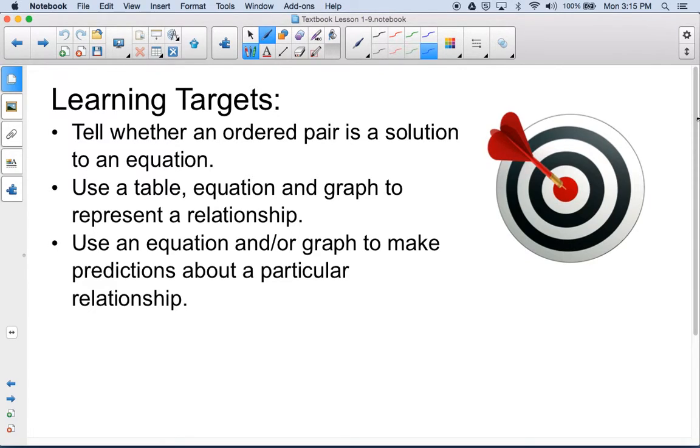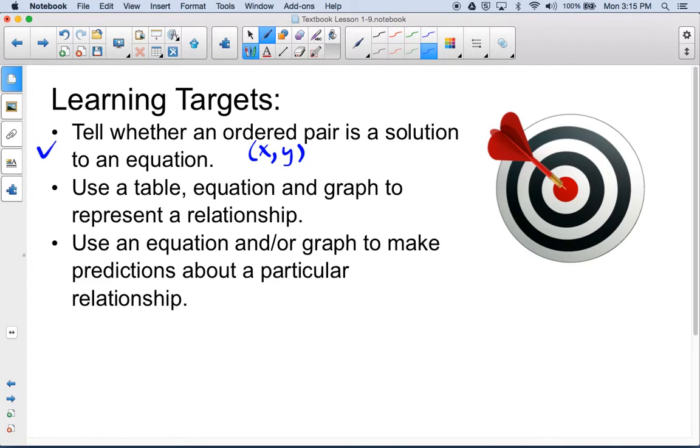Hello and welcome to this lesson about patterns, equations, and graphs. Today's learning targets include, first, to tell whether an ordered pair is a solution to an equation. Remember, an ordered pair is x comma y.